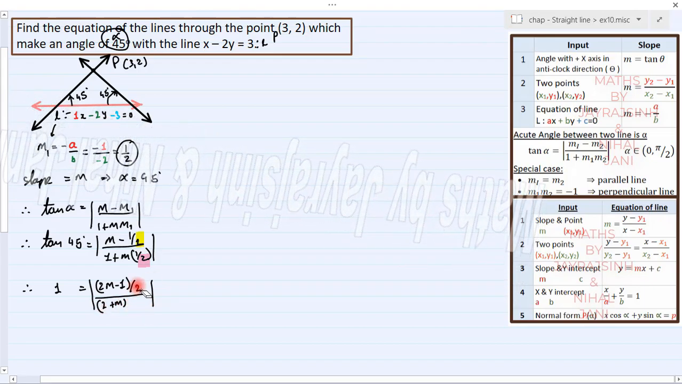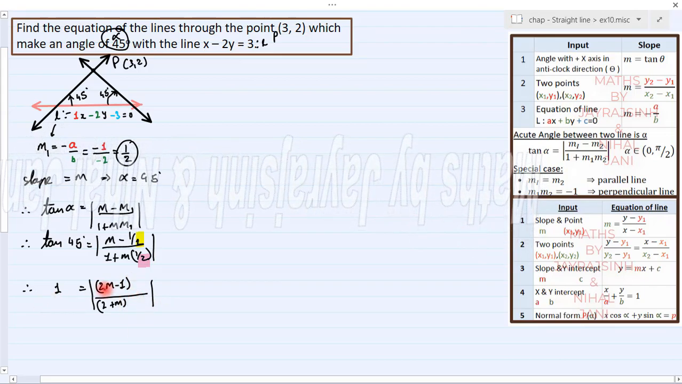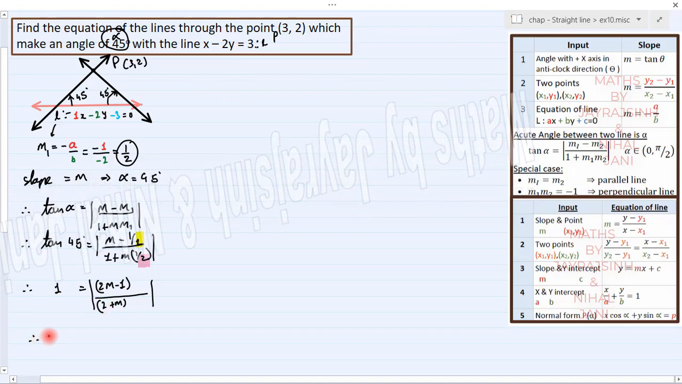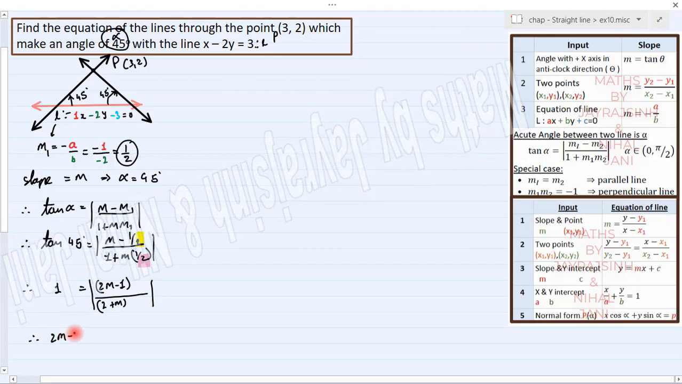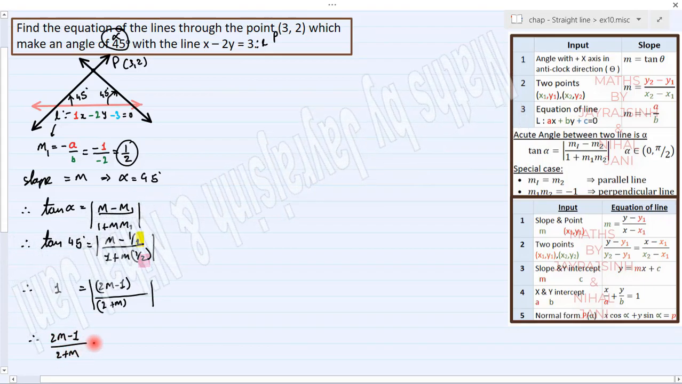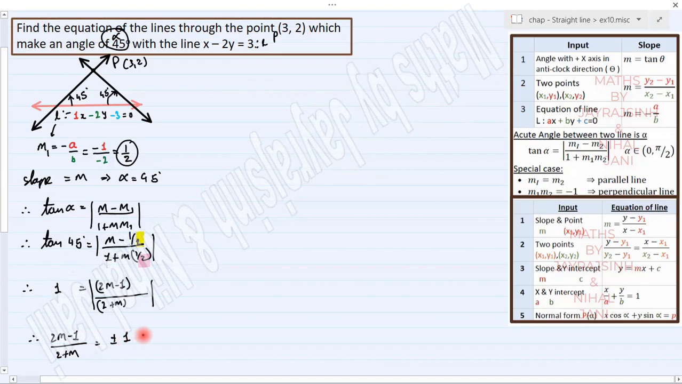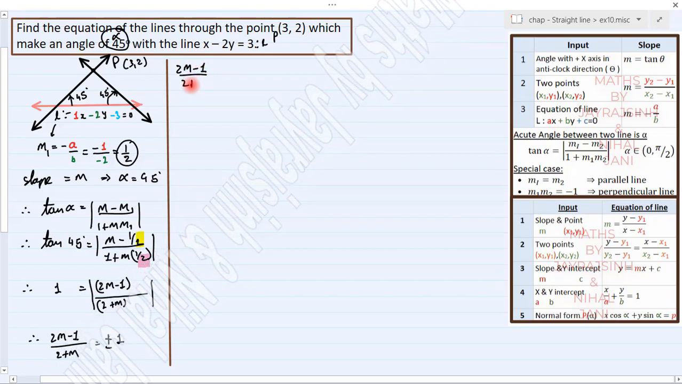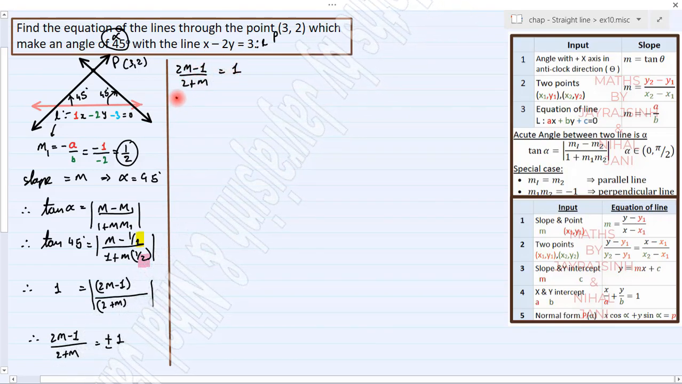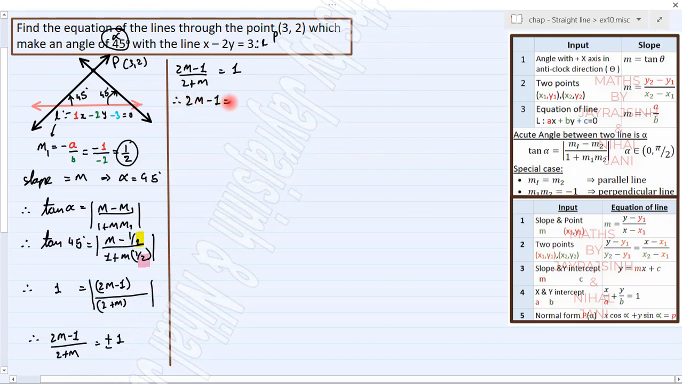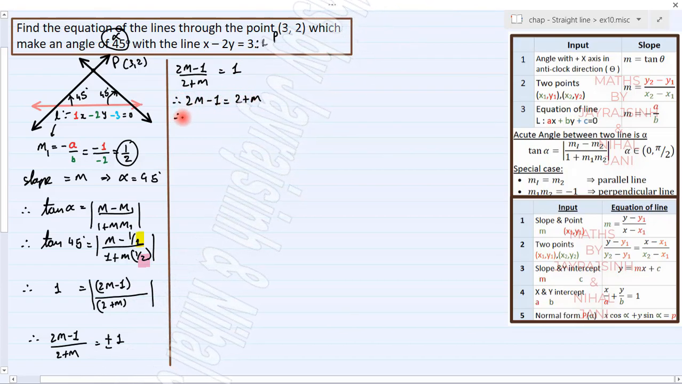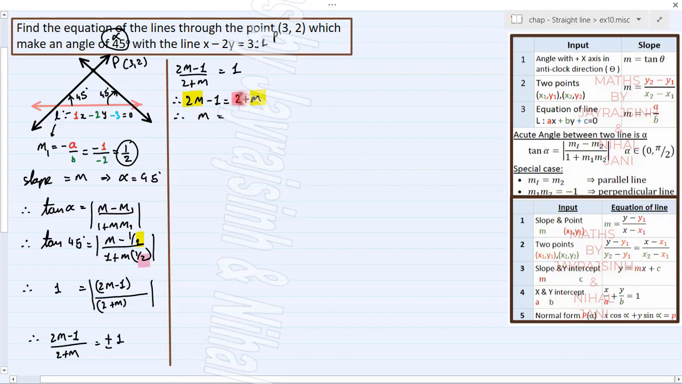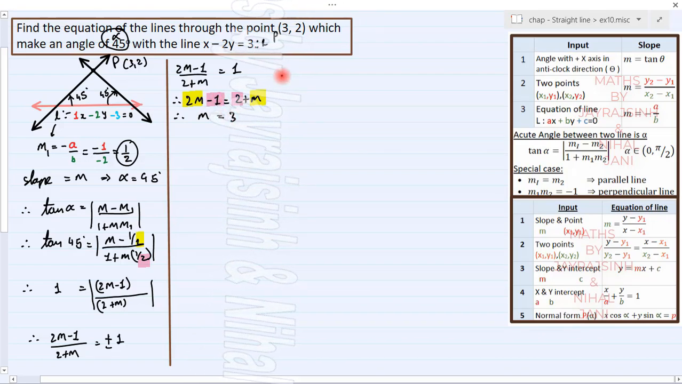So we can cancel out this 2 and we get mod 1 is equal to (2m minus 1) upon (2 plus m). So if we remove the mod, we will get (2m minus 1) upon (2 plus m) is equal to plus or minus 1. So let's take both cases one by one. In the first case, we'll take plus 1. So we'll get 2m minus 1 is equal to 2 plus m, or we can say 2m minus m will be m and 2 plus 1 will be 3.